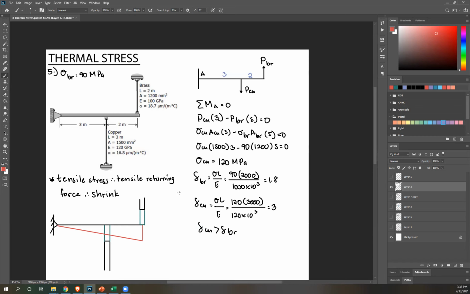Okay. So this is what's happening. Okay. So your bar shrinks. Your brass will shrink to this final position. Therefore, this is the deformation due to temperature. Same way with copper, it will shrink to this final position. Therefore, this is the deformation due to temperature. Okay? And then the final, as I've said earlier, your bar will move this way. So this will be its final position.